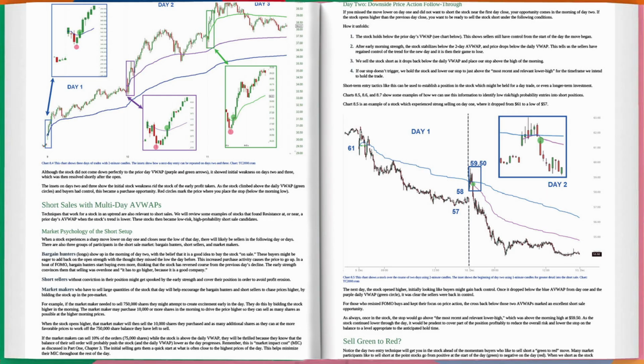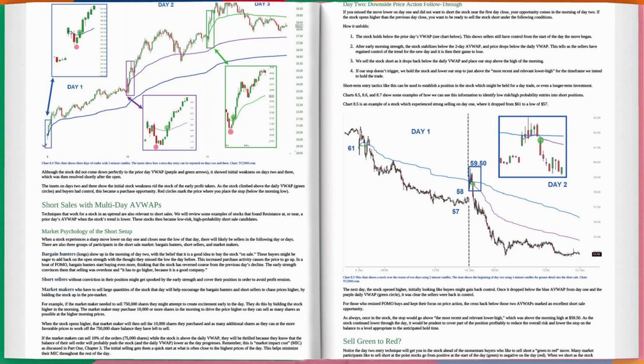Charts 8.5, 8.6, and 8.7 show some examples of how we can use this information to identify low-risk or high-probability entries into short positions. Chart 8.5 is an example of a stock which experienced strong selling on day 1, where it dropped from $61 to a low of $57. The next day, the stock opened higher, initially looking like buyers might gain back control. Once it dropped below the blue AVWAP from day 1 and the purple daily VWAP green circle, it was clear the sellers were back in control.